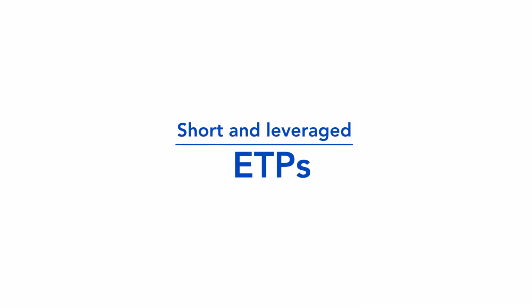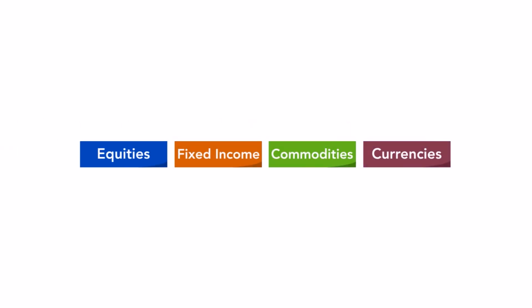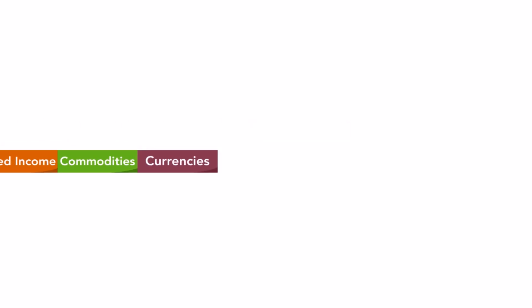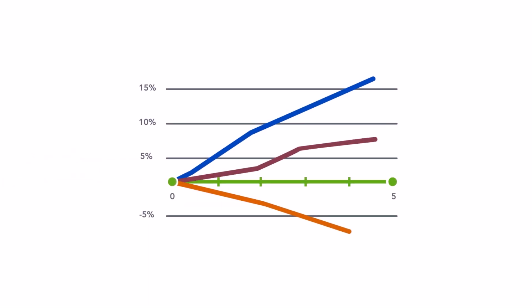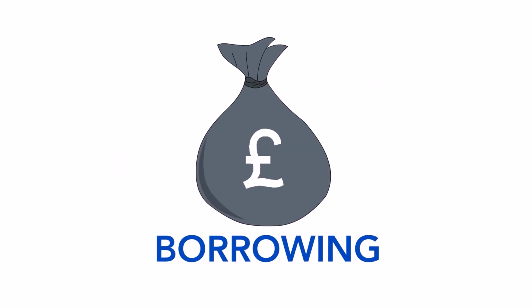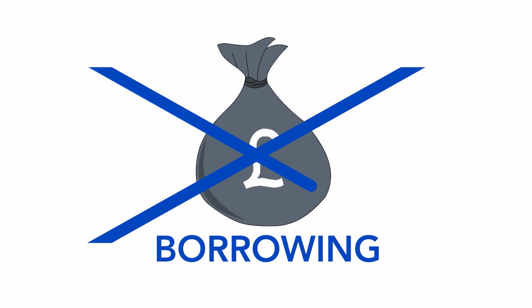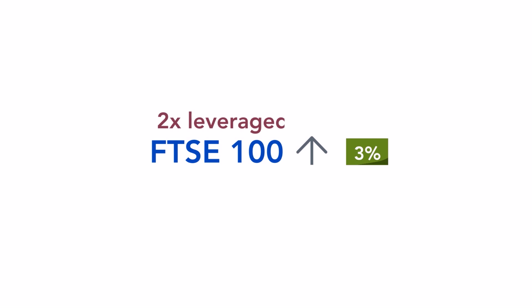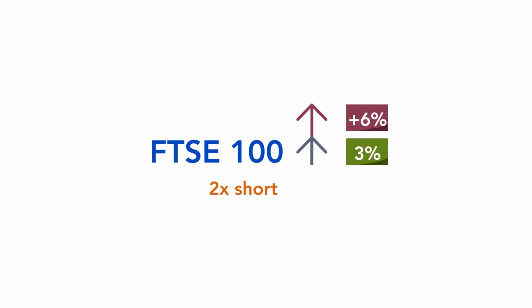Investors can also gain both short and leveraged exposure to a variety of asset classes through tactical use of short and leveraged ETPs. Unlike other short and leveraged positions, S&L ETPs do not involve borrowing, and losses cannot exceed the initial amount invested. For example, if the FTSE 100 was to increase 3% on a given day, a 2 times leveraged FTSE 100 ETP would be expected to provide a return of 6%, and a 2 times short FTSE 100 ETP would be expected to provide a return of -6%.